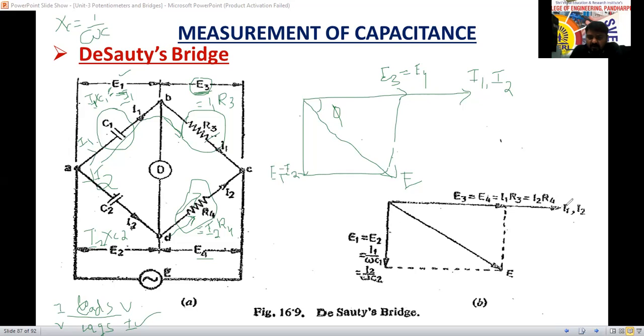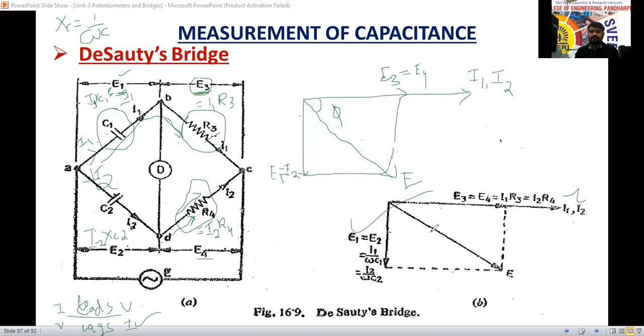Same phasor diagram they have taken here. Here I1, I2 they have written. So E3 equal to I1 R3, E4 equal to I2 R4. Here E1 equal to E2, they have written. E1 equal to I1 omega C1 and E2 equal to I2 omega C2. So this is the circuit analysis and phasor diagram preparation. If you have any doubts, you can ask.